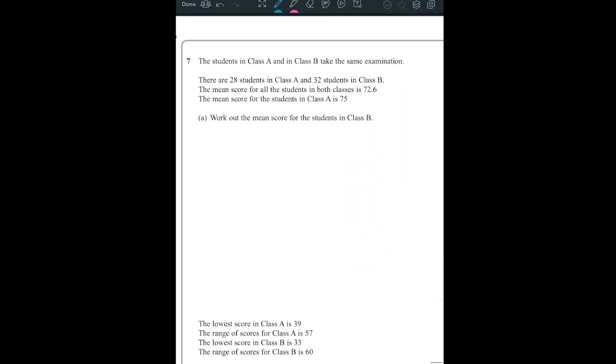Question 7. We have 2 classes taking the same exam. There are various students in each class. We've been given some means and we want to work out the other missing mean. Okay, lots of ways to tackle this. Maybe the simplest is to set up a little table. So let's have class A and class B, and then let's have the number of students and the total mark and the mean. We also need them combined together.